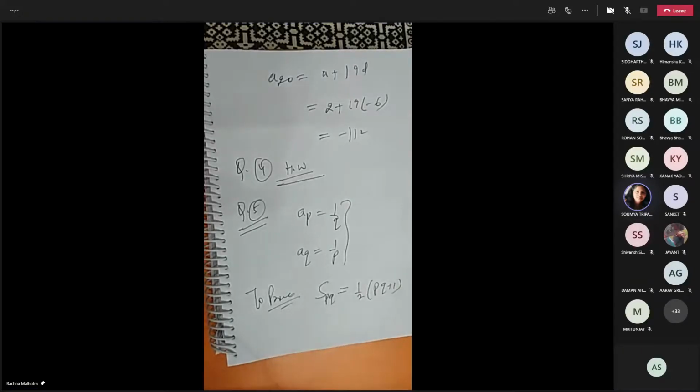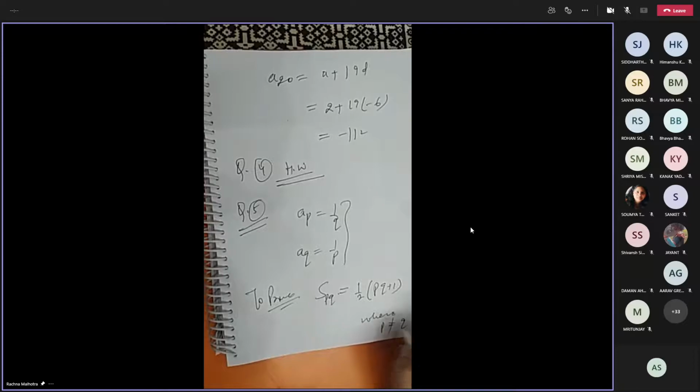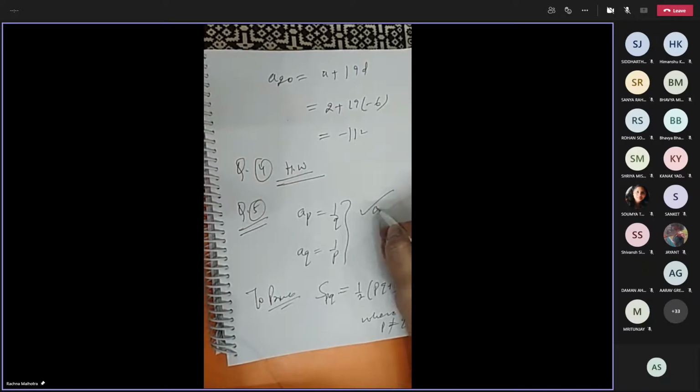Where P is not equal to Q, P and Q are different. So the pth term is 1 by Q. What is the formula for the pth term? And the qth term, please tell me.